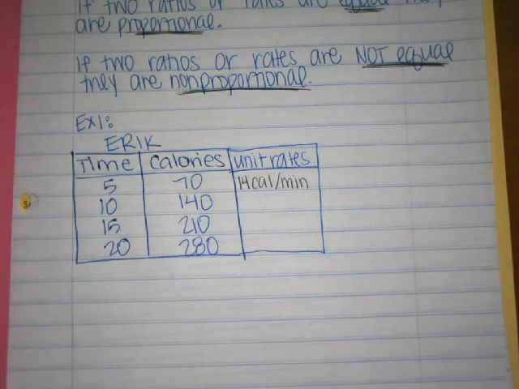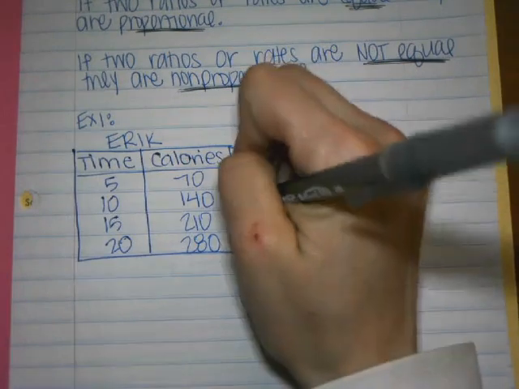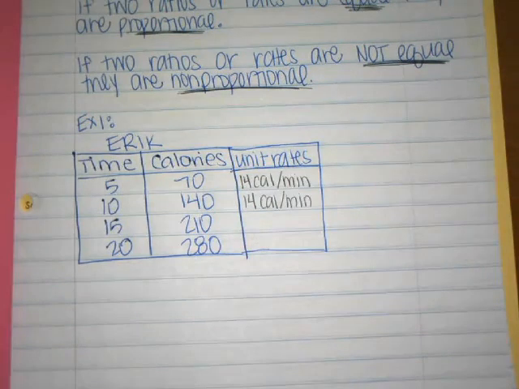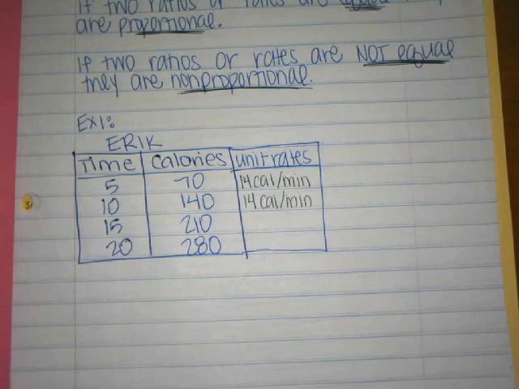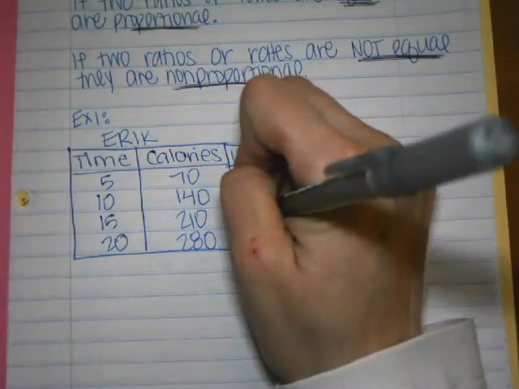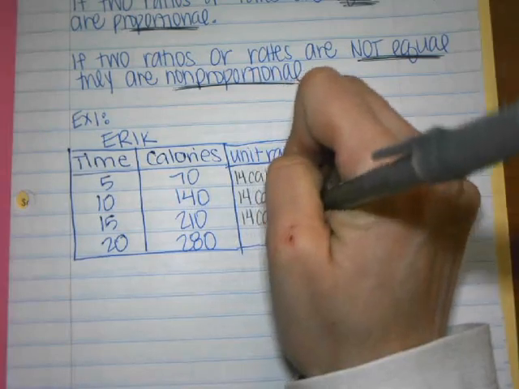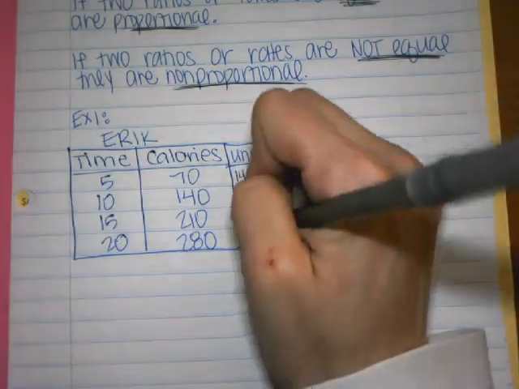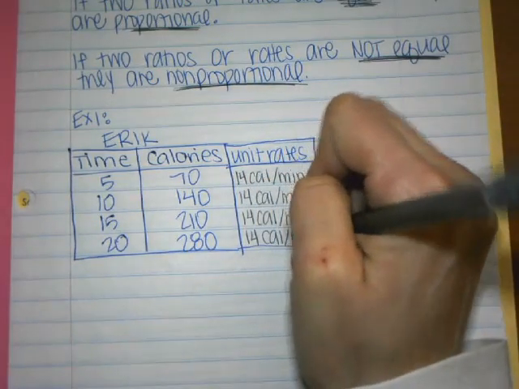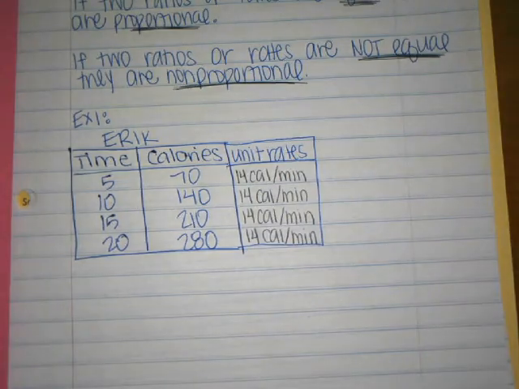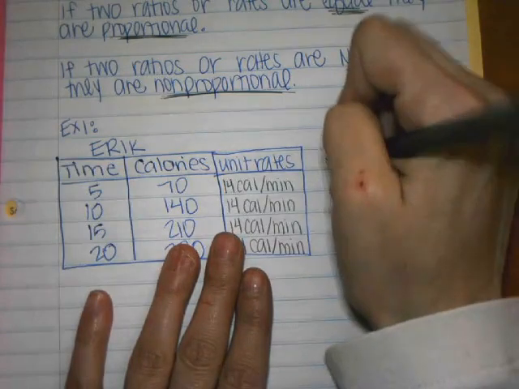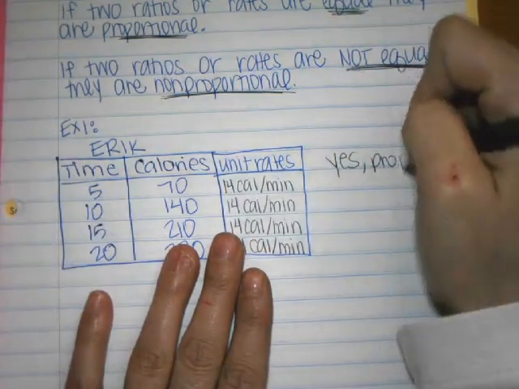What about the next one? That one was an easy one. What about the next one, you guys? And what about the last one? So what do you notice? They're all 14, which means they're all the same, which means, is this a proportional relationship, yes or no? Yes. So it is yes, it is proportional.